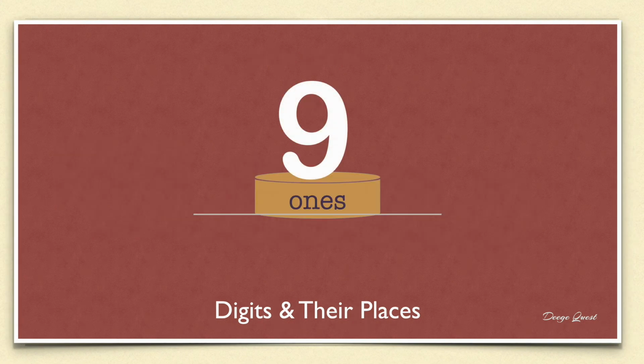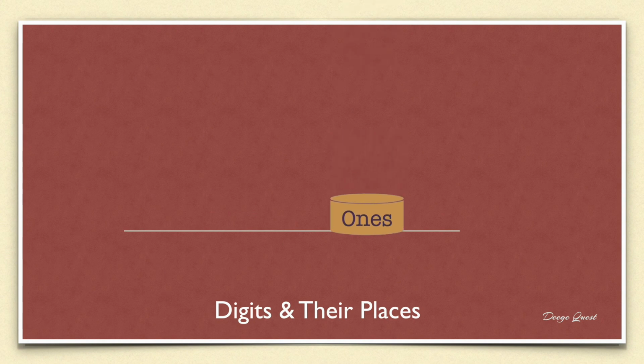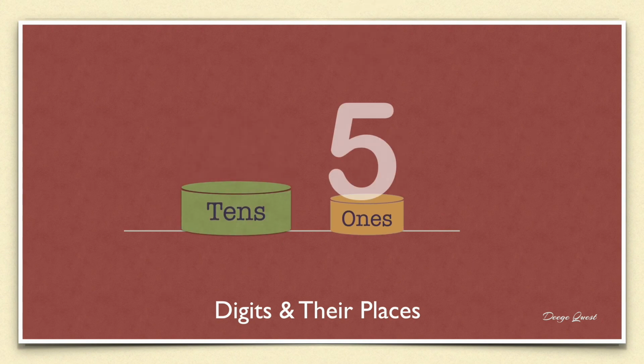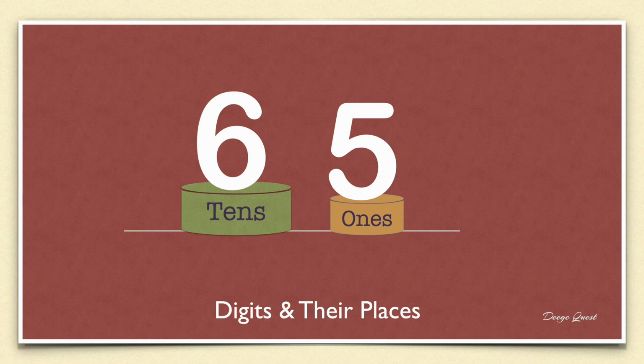This is a one digit number. 9 is in ones place, which has a unit value of 1. And how about this number? This is a two digit number. This is ones place and its unit value is 1. And 6 is in the tens place, which has the unit value of 10.